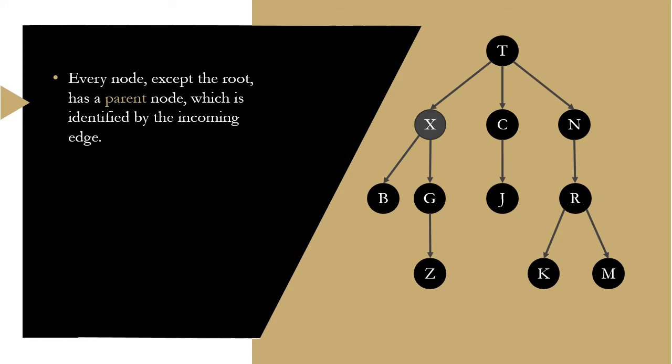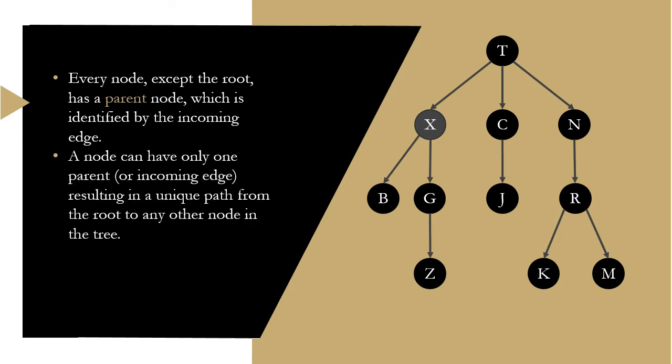Every node except the root has a parent node, which is identified by the incoming edge. A node can have only one parent, resulting in a unique path from the root to any other node in the tree. X is the parent of both B and G.